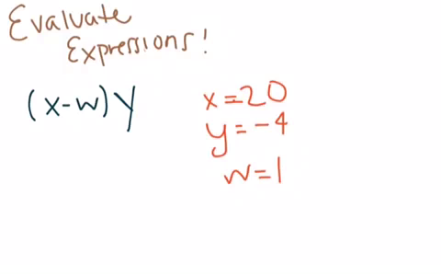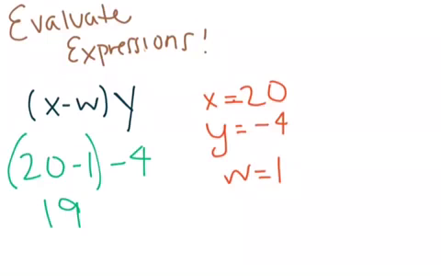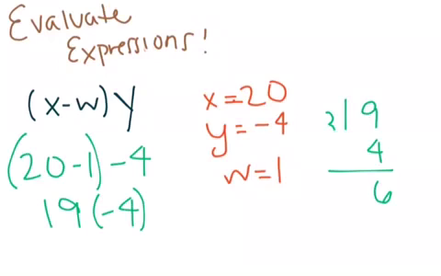Okay, so it gives us x minus w in parentheses times the value of y. So all we're going to do is plug in our values here. So x is 20 minus w, which is 1, close parentheses. Y is a negative 4. We always do our parentheses first, so 20 minus 1 is 19 times a negative 4. Let's see. It's going to be 76. Positive times a negative is going to be a negative, so our answer is going to be negative 76.